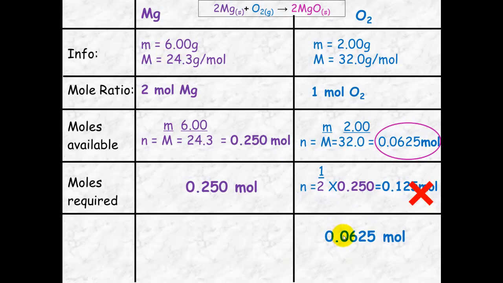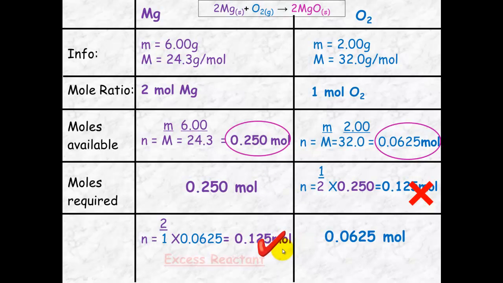If I have 0.0625 moles of oxygen, how much magnesium will that need to react with? Well, it will need to react with double the amount because it's a 1 to 2 ratio. So, unknown over known, so it's 2 times 0.0625, which equals 0.125 mole. Do I have this much available? Yes, I do. So, this reaction can go ahead.